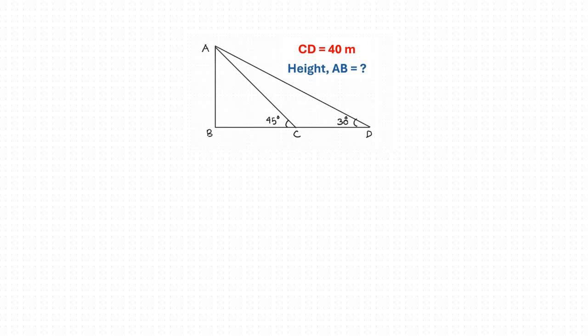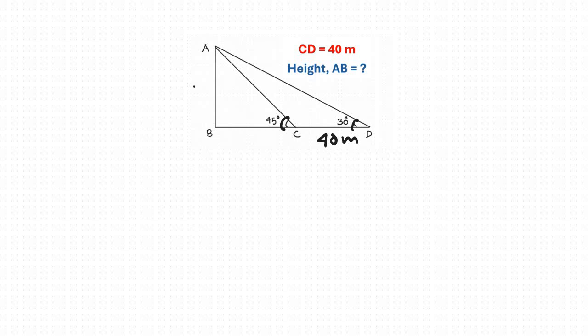We have a nice trigonometry problem here. Two triangles are given. A small triangle ABC has an angle of C which is 45 degrees. A larger triangle ABD has an angle of D which is 30 degrees. The distance CD is given, which is 40 meters, and we have to find the height AB.